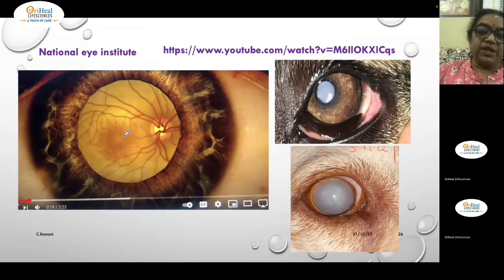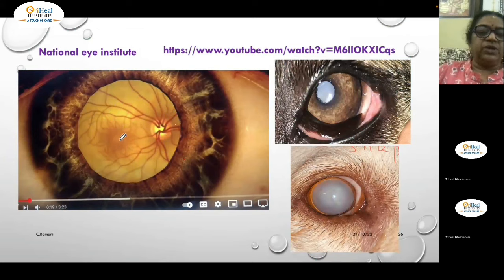Age-related maculopathy is also very common in human beings, and diabetic macular degeneration is also very common. This is an area where you have the maximum rods and cones in the retina, whereas in the optic disc there are no rods and cones. The macula is the area where you have maximum vision because of the high density of rods and cones.